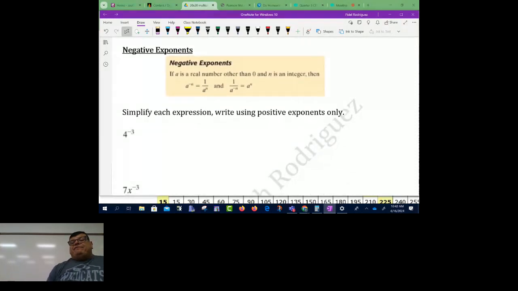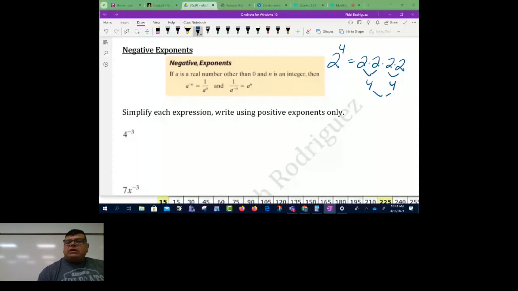Okay, negative exponents. All right, so y'all, if we were to say, like, what does, I don't know, what does 2 to the power 4 mean? Well, it means 2 times 2 times 2 times 2, right? And we would say 2 times 2 is 4, and that times 2 is 4, and 4 times 4 would be 16. So we know that 2 to the 4th means 16, right? It means we're multiplying the number 2 4 times.